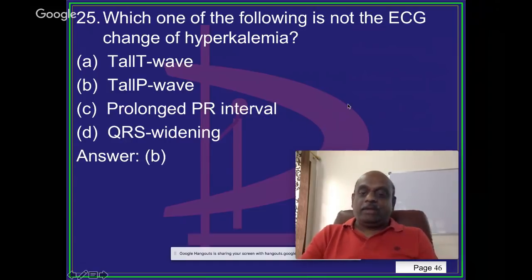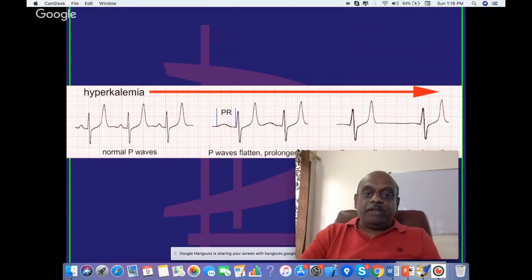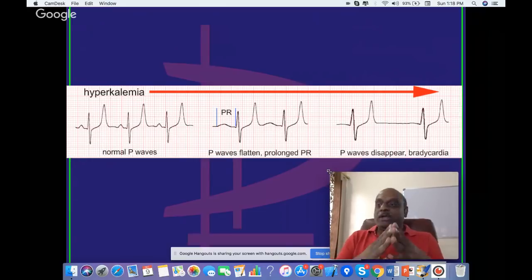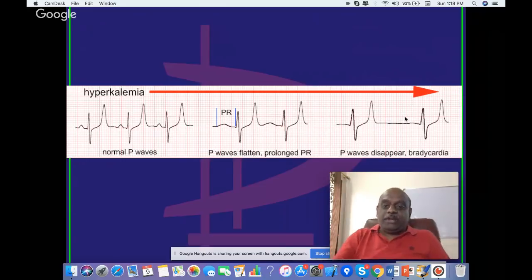Right, very good. So the correct answer is tall P waves, is what you need to remember. So whenever there is hyperkalemia, what are the things that you want to remember, doctor? Initially, you have normal P waves, tall T waves, then the P waves flatten and prolongation of the PR interval occurs. Ultimately, P waves disappear and there is development of bradycardia. Bradycardia is what you need to remember.